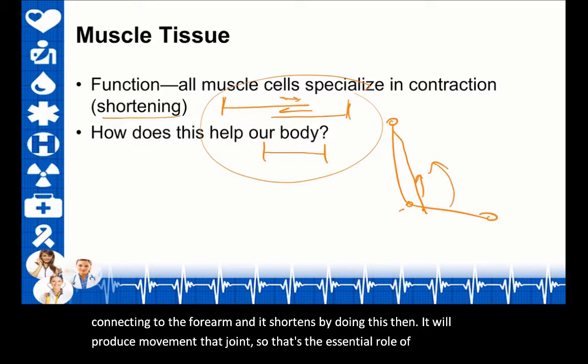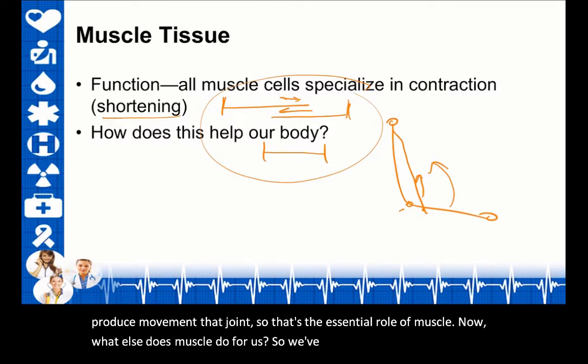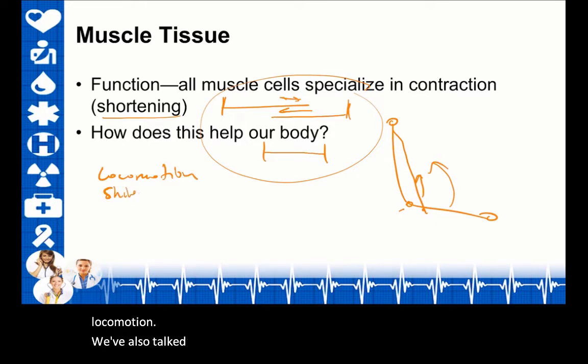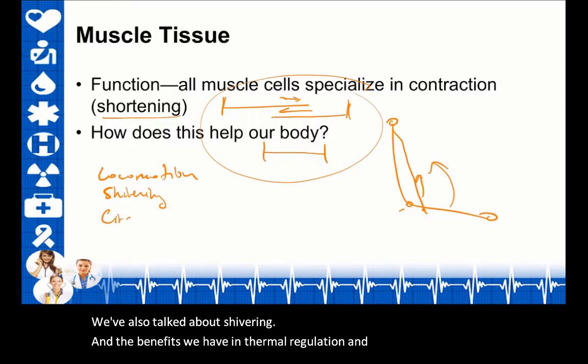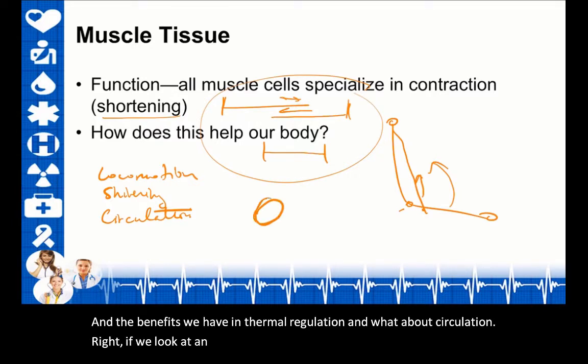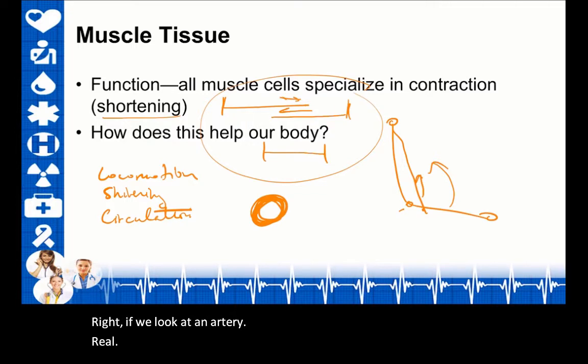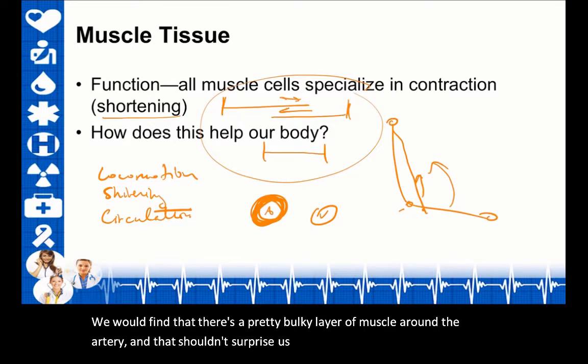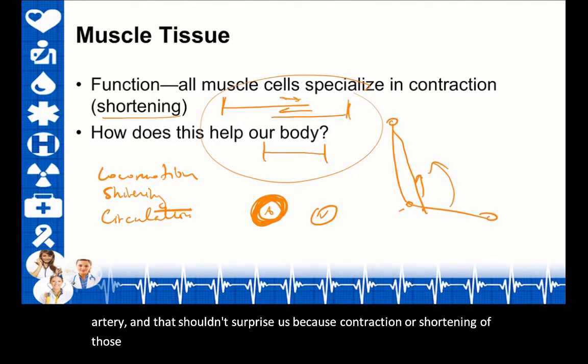Now, what else does muscle do for us? So we've noted, obviously, movement, so locomotion. We've also talked about shivering and the benefits we have in thermal regulation. And what about circulation? Right? If we look at an artery, real thick artery, and we look at a vein, we would find that there's a pretty bulky layer of muscle around the artery. And that shouldn't surprise us because contraction or shortening of those muscle fibers causes the size of the artery to get smaller. And when they constrict, it causes blood pressure to go up.